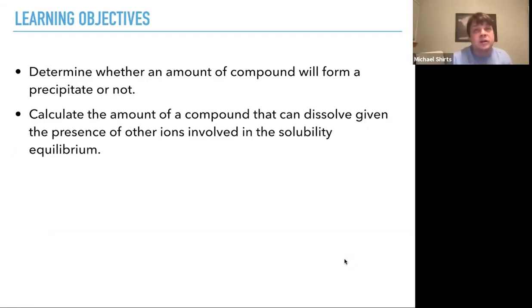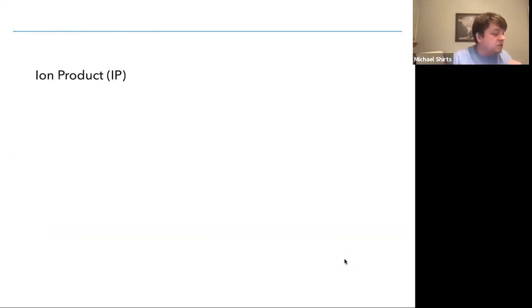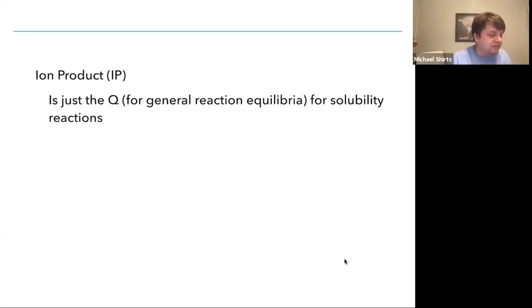We've got the KSP, which is going to be equal to the concentrations of the ions to the proper powers at equilibrium. Okay, so we'll first look at the ion product, and this is a lot like the reaction quotient. It's just another name for it, specific for KSP. So it's just the Q for the general reaction or equilibria for solubility reactions, just a different name, different branding.